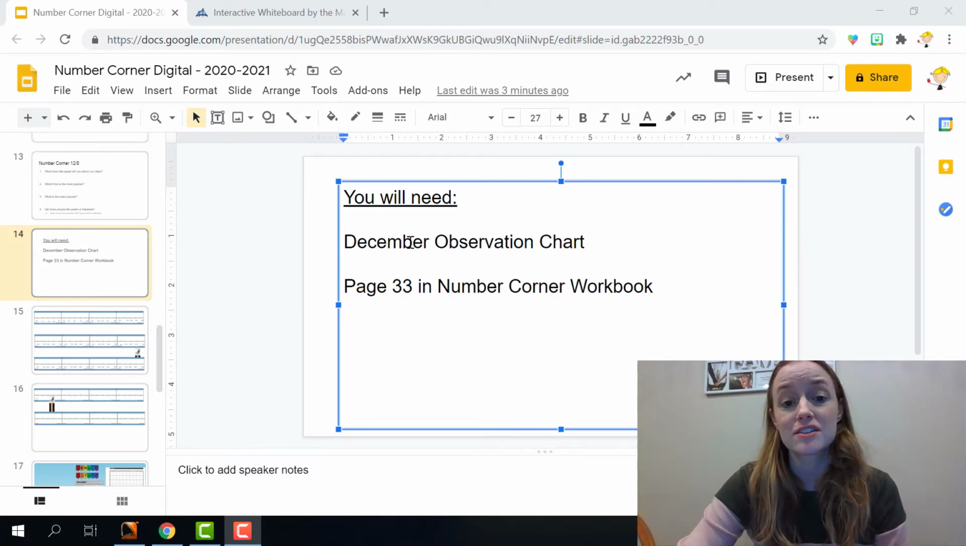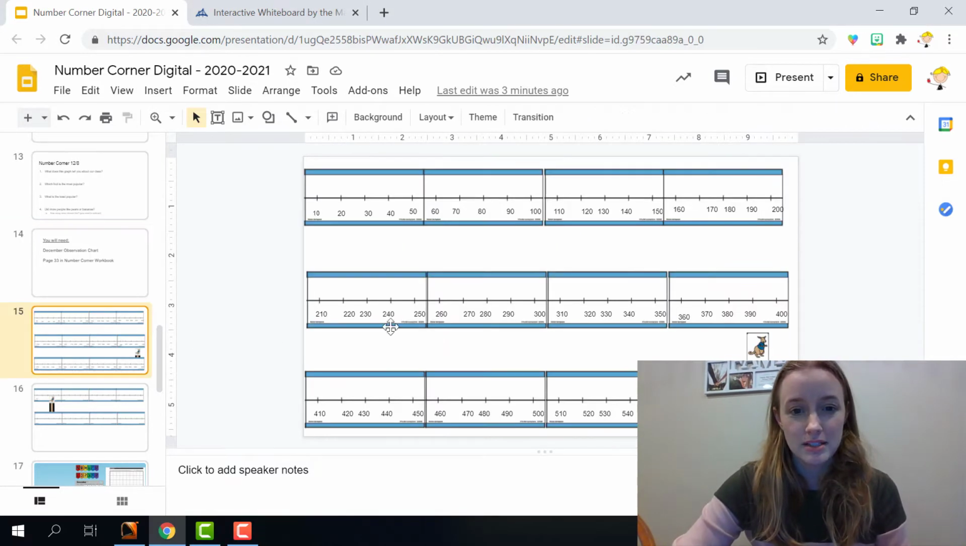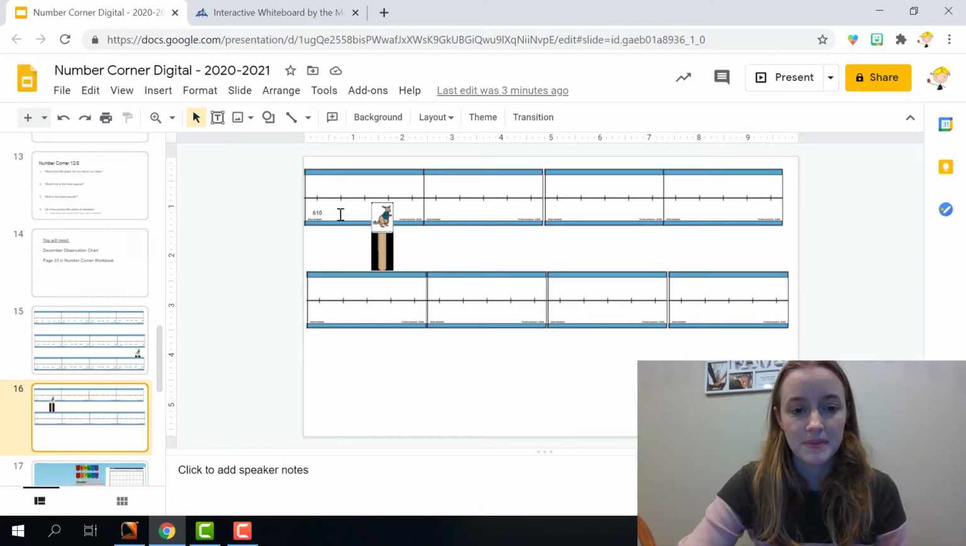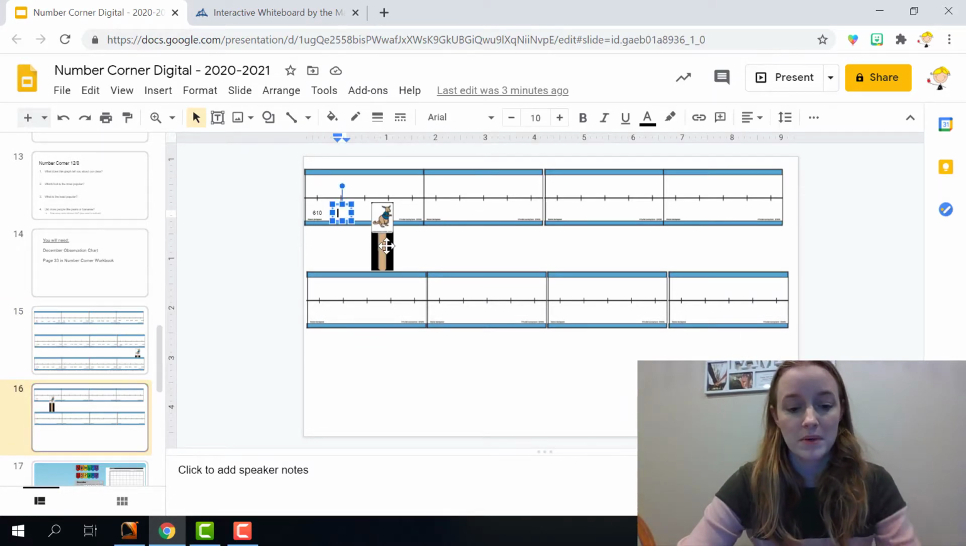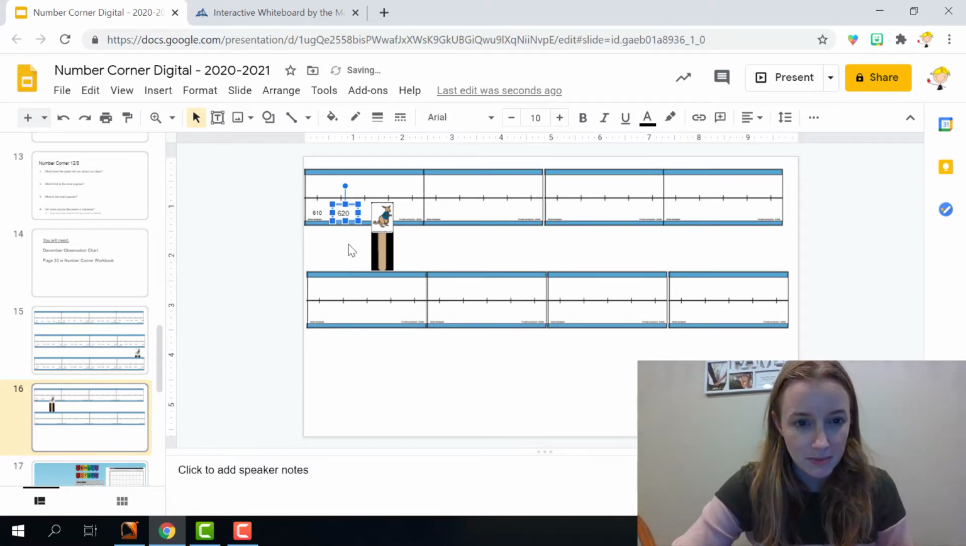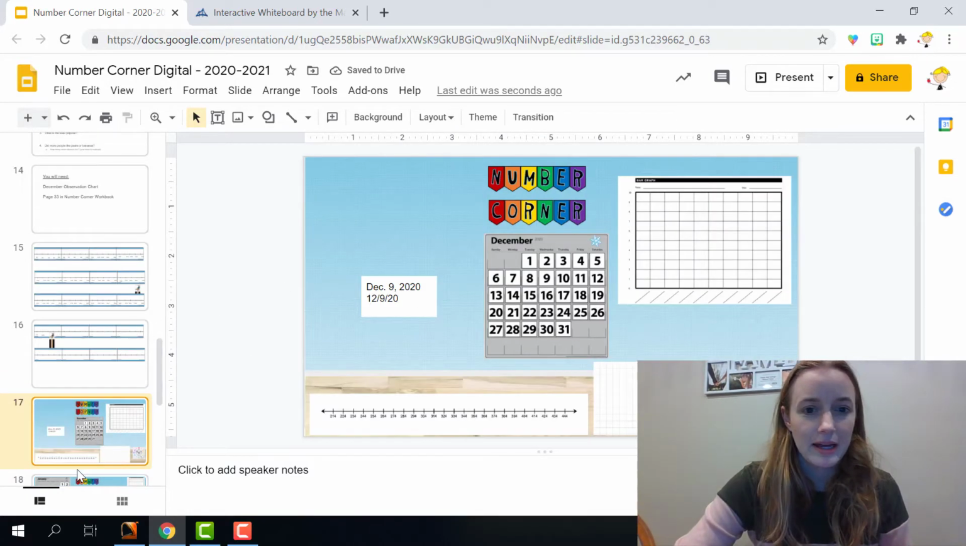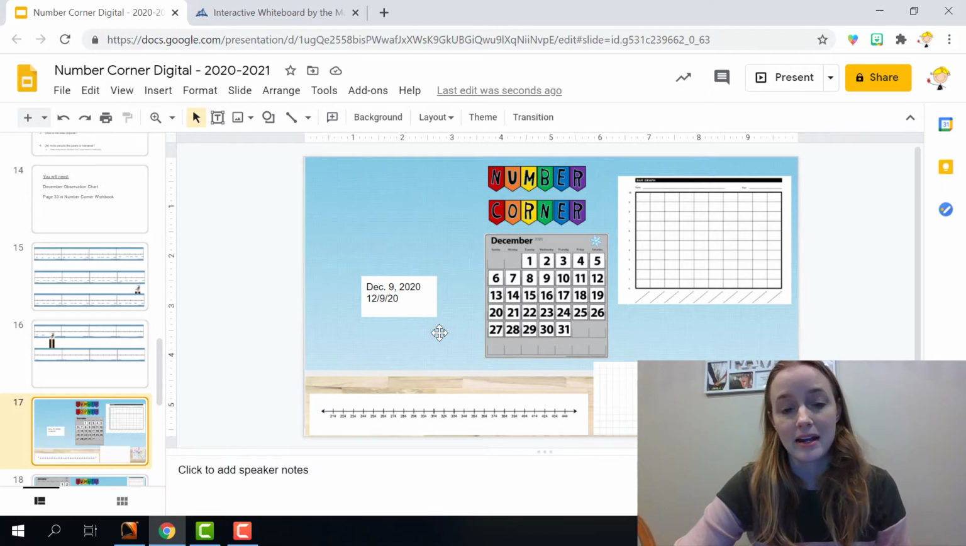Today you're going to need your December observation chart, page 33 in your Number Corner workbook. At the end, we're going to play that game. Okay, so let's go ahead and look at our Joey. We had left off yesterday with 610. So if we added 10 more, we'd have 620, right? So let's make that a little bit bigger so we can see 620. And we are going to look at our date, which is December 9th, 2020. We would write this out shorthanded as 12/9/20.